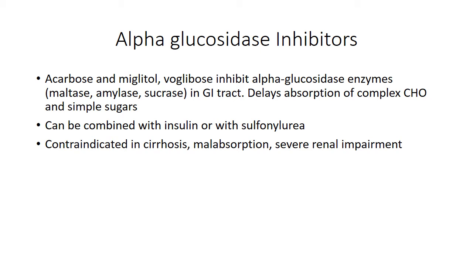And when we give alpha glucosidase inhibitors, these enzymes are inhibited, so there will be no breakdown or delayed absorption of these complex carbohydrates and simple sugars, and these simple sugars will not be absorbed in the blood, and so the blood level of glucose will decrease. Similarly, they can be combined with insulin or with sulfonylureas depending upon the patient condition. They are contraindicated in cirrhosis, in malabsorption, and in severe renal impairment.